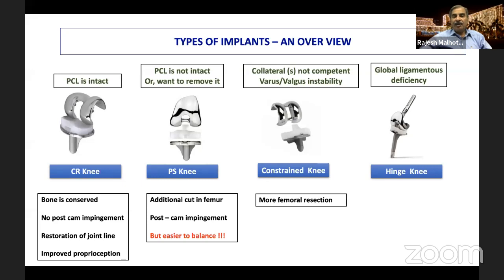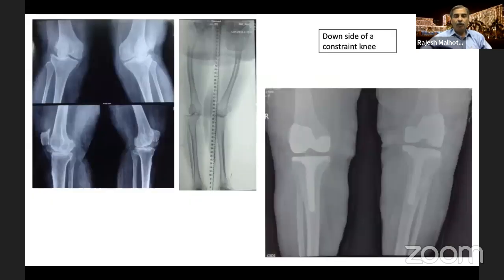If the collaterals are not competent and there's varus valgus instability, again, you need more resection. So think bone also when you are choosing your implant. That's what I'm trying to say. And then global insufficiency, again, there's a hinge. Again, my colleagues are going to talk more about it.